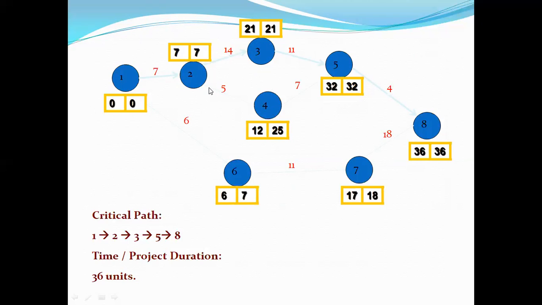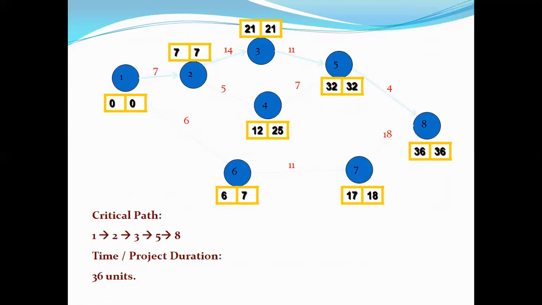Now take this path, 2 to 4: 7 plus 5 is 12, 12 plus 7 is 19. So from this path we have 19, and from the other path we have 32. The maximum value is picked, 32. Now 32 plus 4 is 36. Event 8 can be attained by this path also, from 1 to 6, 6 to 7, 7 to 8. Calculate this value also: 0 to 6 is 6, 6 plus 11 is 17, 17 plus 18 is 35. This way 36, this way 35, so you have to pick the maximum value, 36.